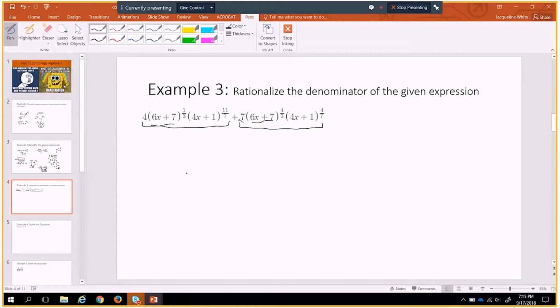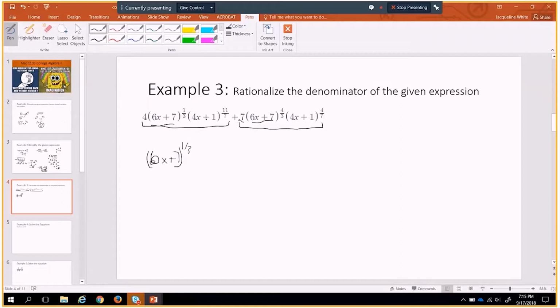So our next step is going to be taking that 6x plus 7 to the 1/3 power out of both of these terms. So we're going to do that first. We have 6x plus 7 to the 1/3, all right? Now let's move on to the next factor.